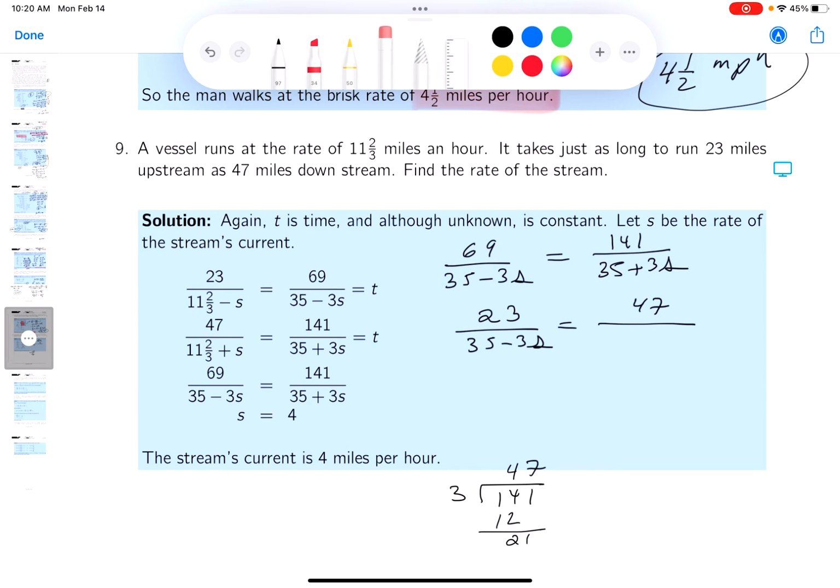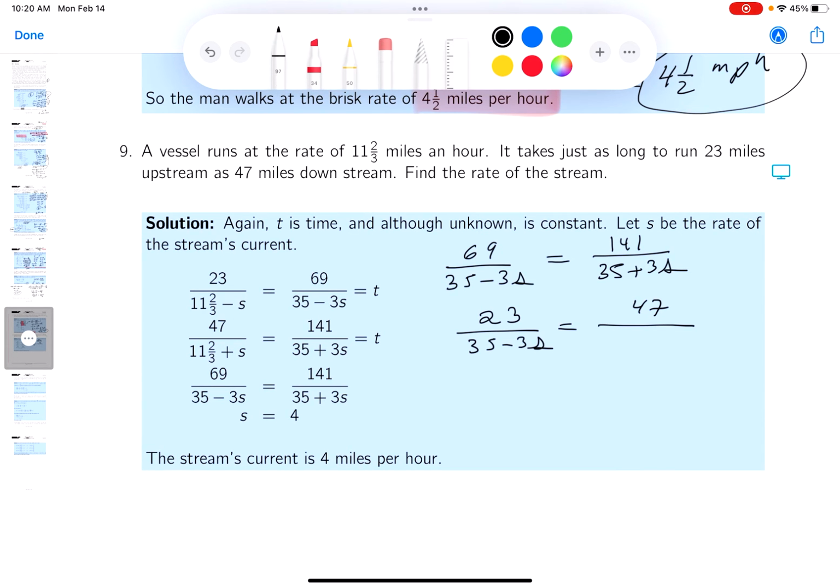All right, let me get my eraser out, and let me just repeat this again. 3 times 47, 120. 3 times 7 is 21, 141. And what do you get? 35. Whoops.